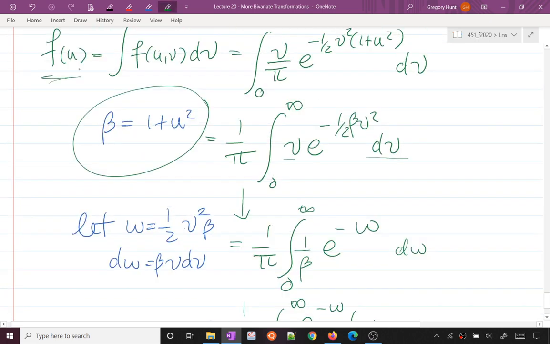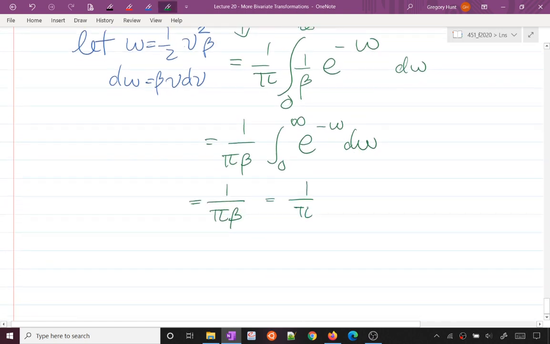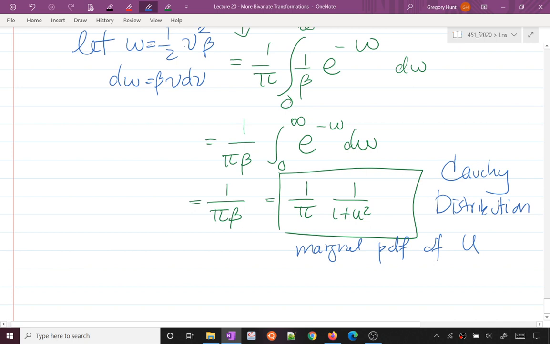Ultimately, what I'm trying to get is my marginal of u. And so I get 1 over pi times 1 over 1 plus u squared. So that is my marginal PDF of u. And this, if you may recall, is called a Cauchy distribution. We ran across this with expected value because Cauchy random variables do not have an expected value or a variance, that the integral doesn't actually converge.